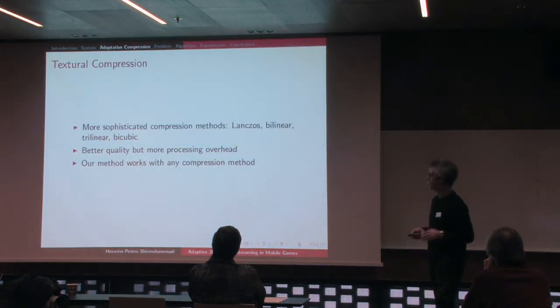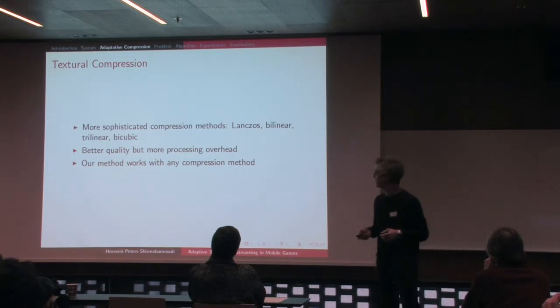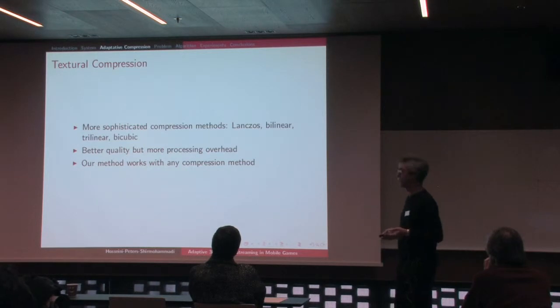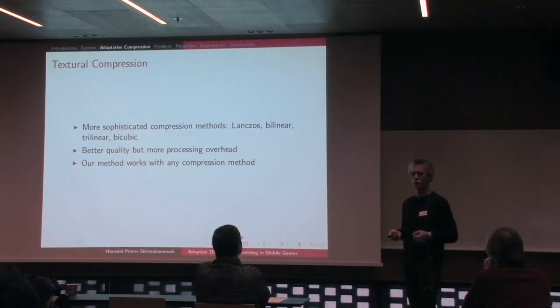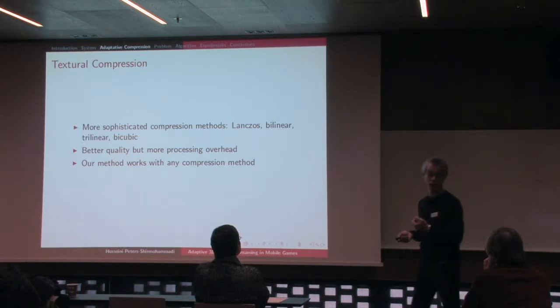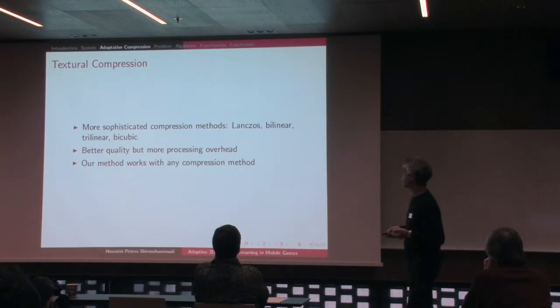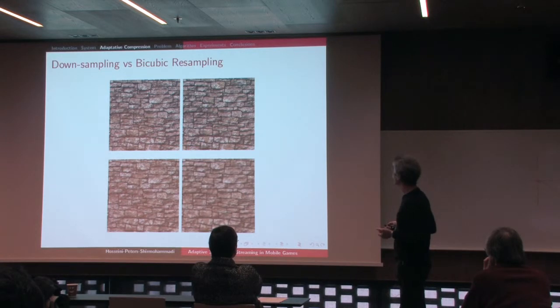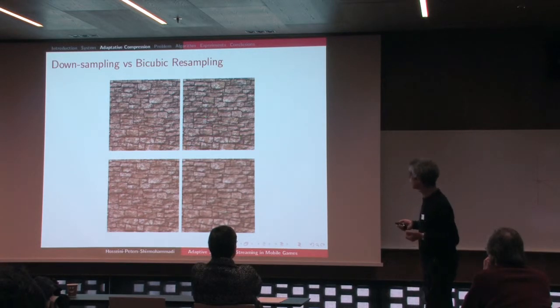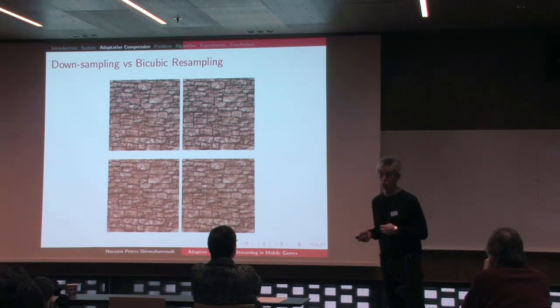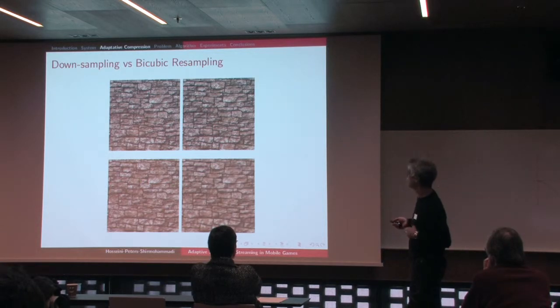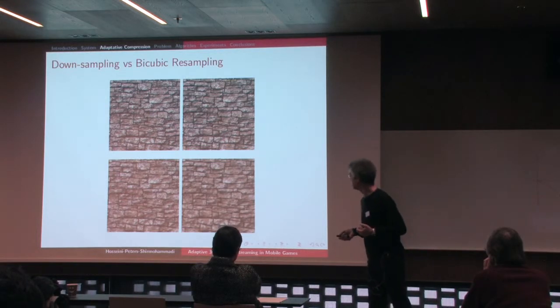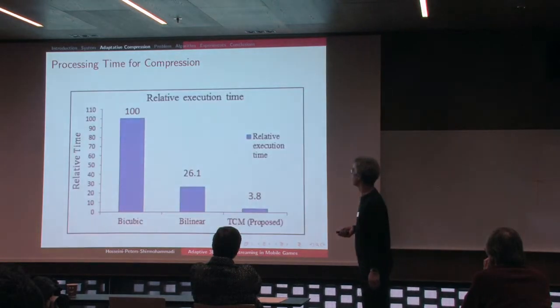So just by comparison, there are more sophisticated techniques, of course. They produce better quality in general, also more overhead. We don't care too much at the server, but the client is going to have to decompress it, and that takes energy. So here is an example: the left is downsampling, our approach, just taking a representative texel. And this is bicubic. This is 256 by 256. This is 128 by 128. The differences are noticeable. This one is a little grainier. But it's a pretty good approximation, we think.